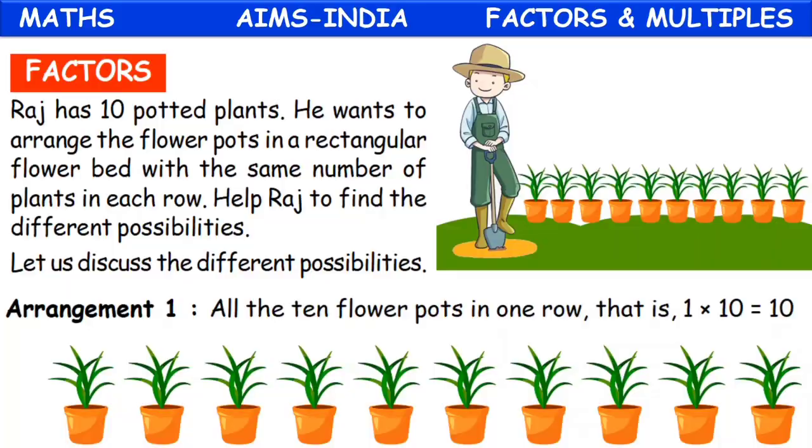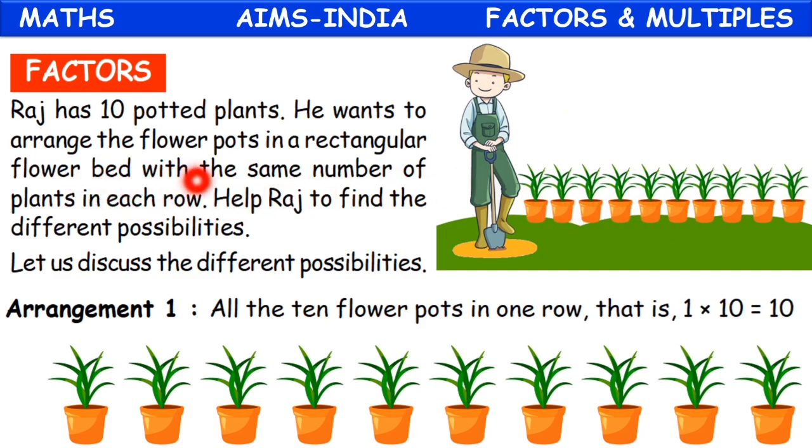Do you remember what we learnt in the previous class? Yes, we learnt about divisibility rules of 2, 3, 5, 9 and 10. Now in today's class, let us look at factors. What are we going to learn? About factors. Now Raj here has 10 potted plants.